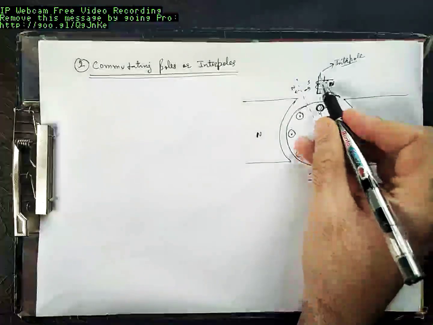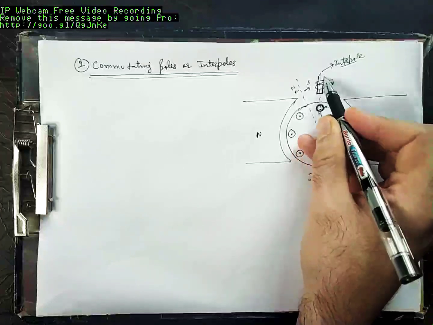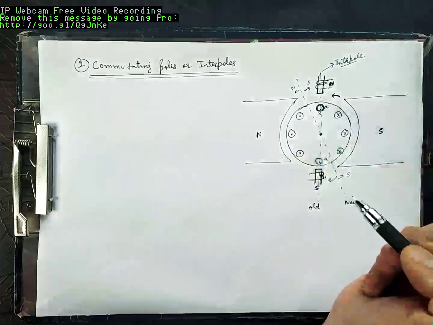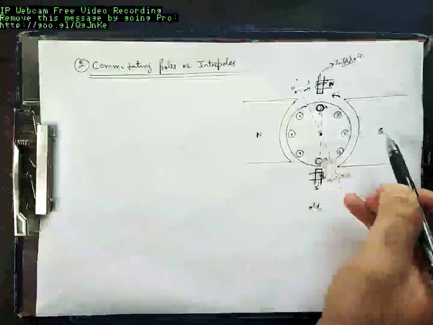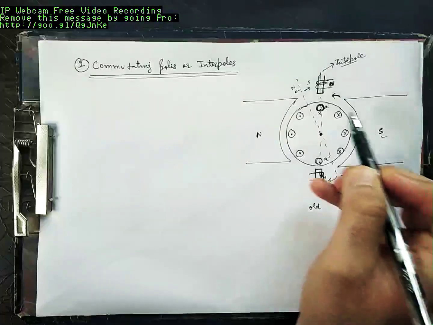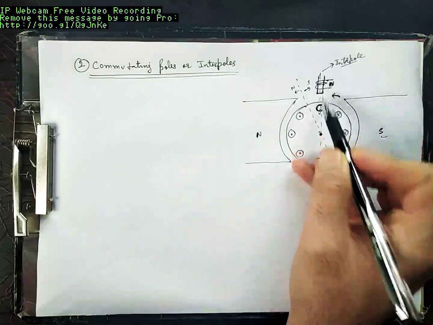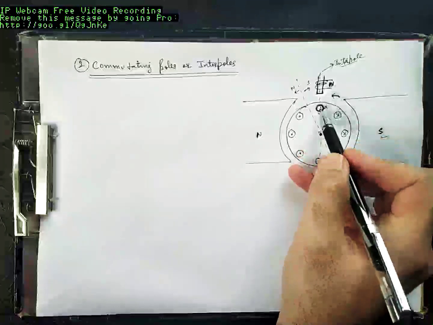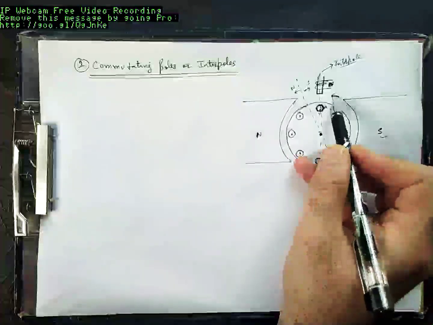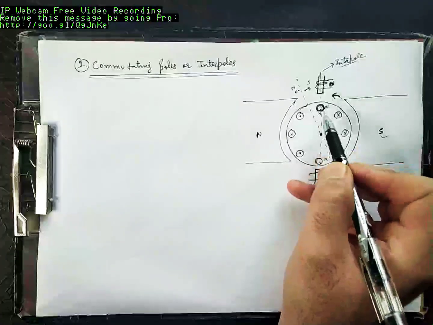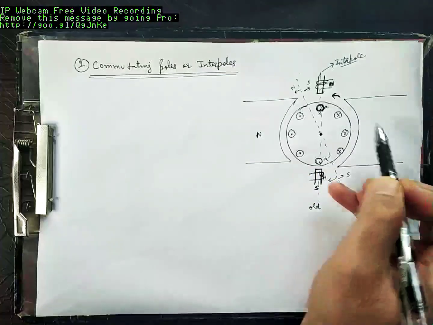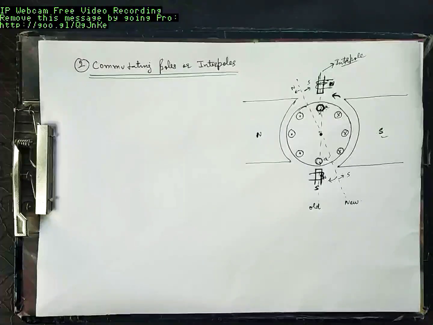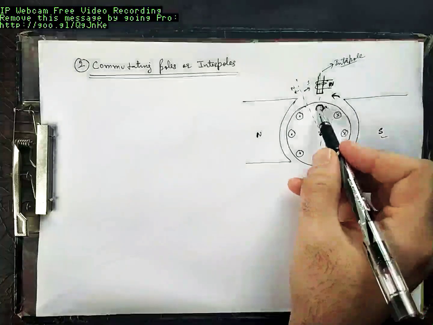These interpoles will generate a flux which will link this conductor A. Conductor A already has a flux because of the south pole. Now conductor A will have a flux because of the north pole too, which will induce an EMF in it. But since this is rotating in the anti-clockwise direction, the EMF induced in A because of this south pole and the EMF induced in A because of this north pole will cancel out each other. So voltage induced in this is 0.